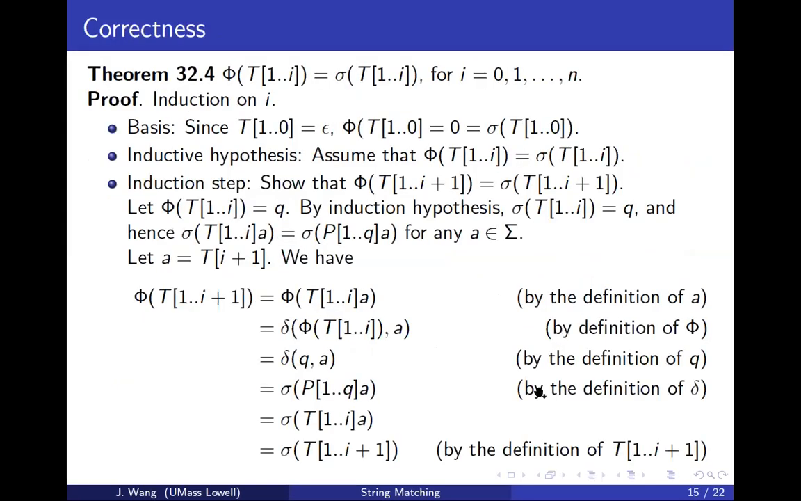So finally, we are going to prove this is true. Okay, so we do this by induction. When i is 0, T_0 is an empty set, and we know that phi of the empty set is equal to 0. And this is just sigma of T_1..i, so this is at the very beginning. We haven't seen any pattern yet. We haven't seen any prefix of a pattern yet. So the induction hypothesis is that we assume phi(T_1..i) is equal to sigma(T_1..i) is true, then we're going to show when i becomes i+1, this is also true.